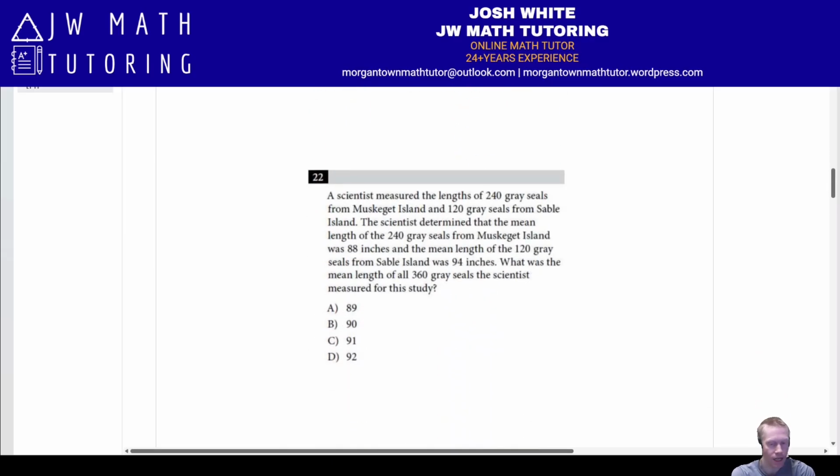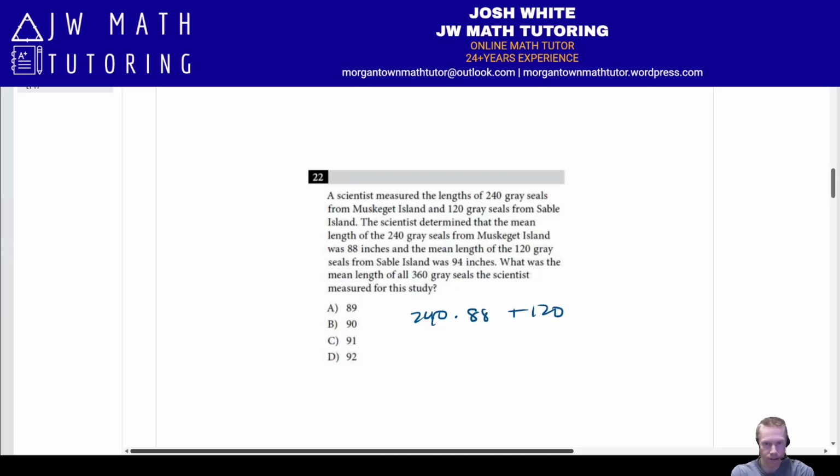All right, the next one, number 22. Okay, so this problem is dealing with the concept of weighted average, but you can actually also solve this by technically setting it up as a frequency table in Desmos. If you want to take the weighted average approach, essentially what you're doing is taking the number of gray seals, multiplying them by their mean length, which is the 88.